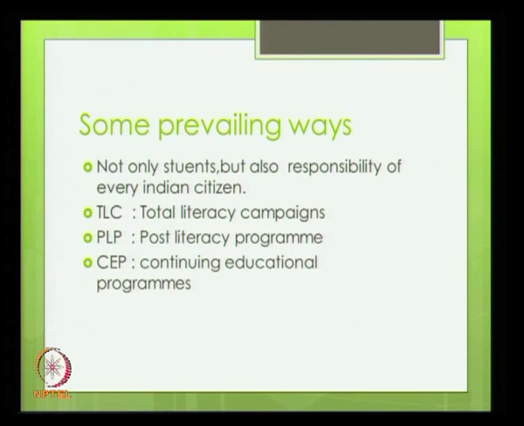The Government of India has some provisions to demolish illiteracy from India. As you can see on the screen, I have mentioned some of the policies of the Government of India.